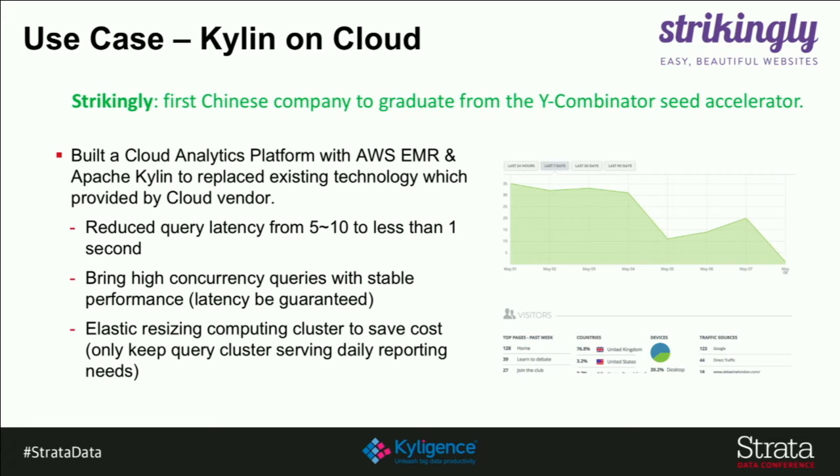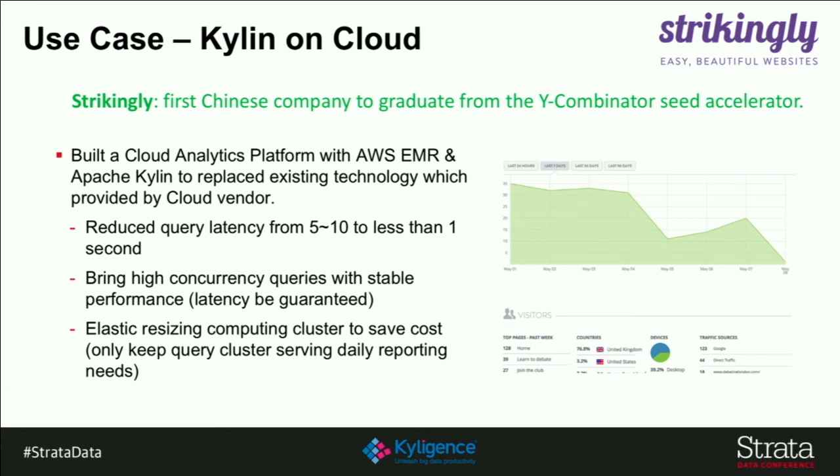And another one I would like to introduce. Everybody is talking about cloud. So how about Kylin on cloud? Strikingly was the first startup graduated from Y Combinator, maybe 3 or 5 years ago. Their team today is located in China and also the US. Previously, they were using one technology from their cloud vendor, which was great, but the cost was very high, and the performance was not very good.